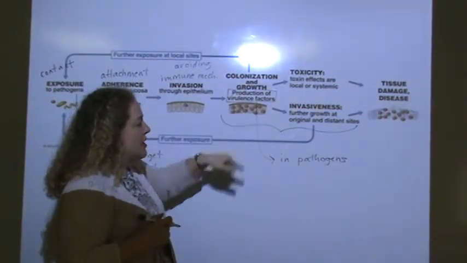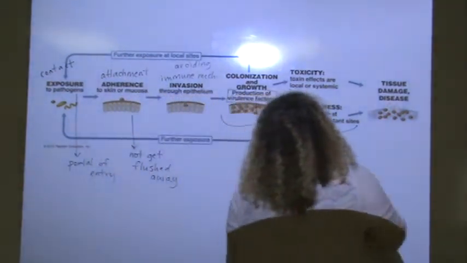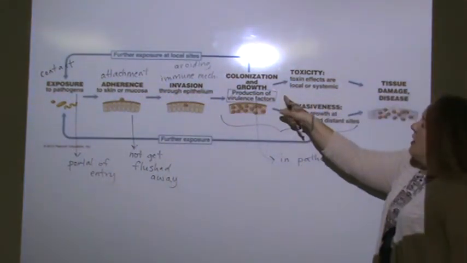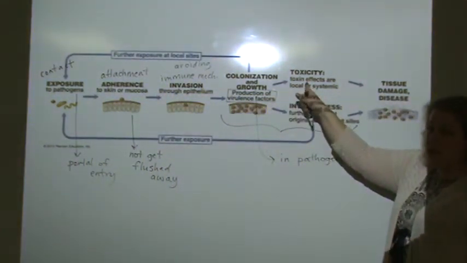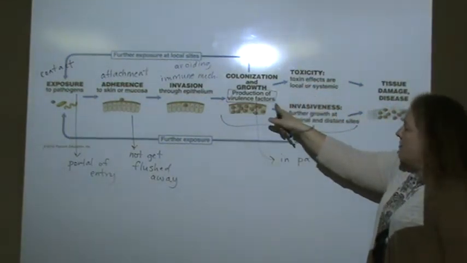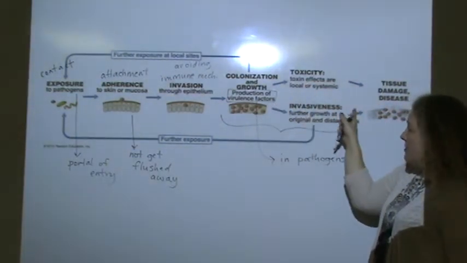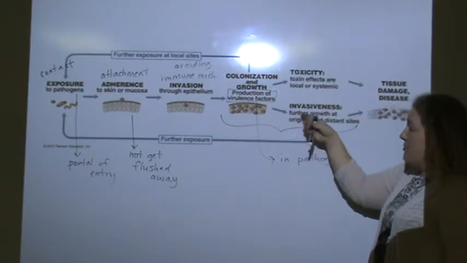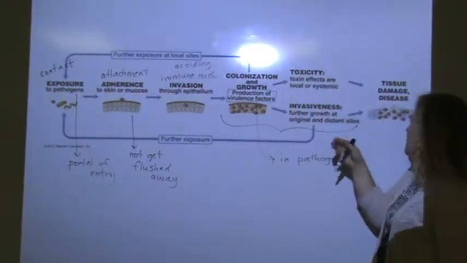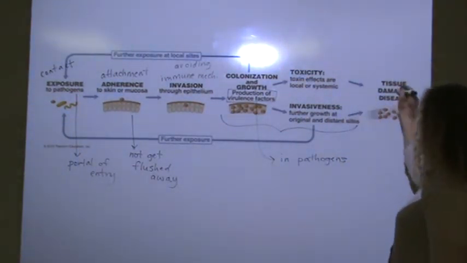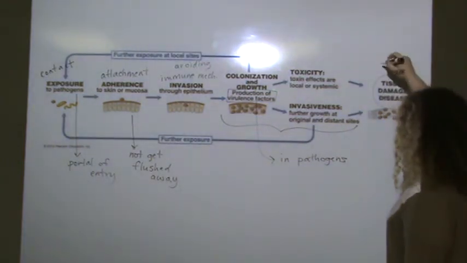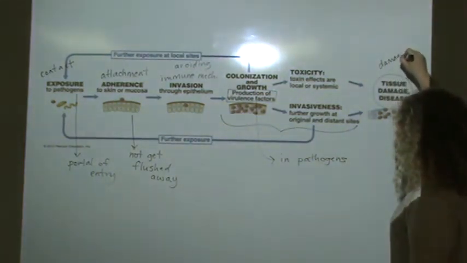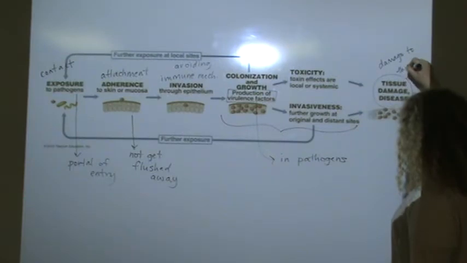At that particular step, the virulence factors themselves can aid toxicity. I'll talk about that in a minute. The virulence factors can help the pathogen grow further and go further in the body and cause more damage until we come to the step of causing damage to the host.